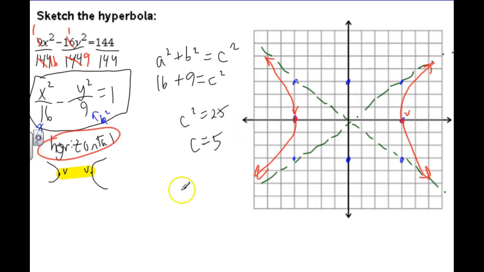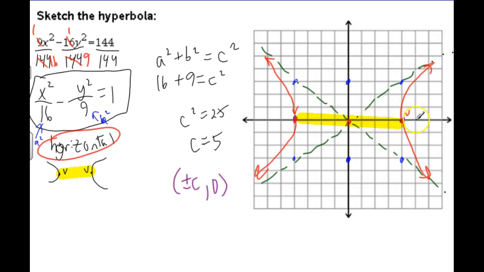You might remember that the formula for the focus points on a horizontal hyperbola was plus or minus c comma 0. So you plot the point 5 comma 0 and negative 5 comma 0. Well, you can just look at it and go, well, I know this is the transverse axis from vertex to vertex. Just outside of there somewhere will be the focus points. It's going to be a distance of c away from the center.